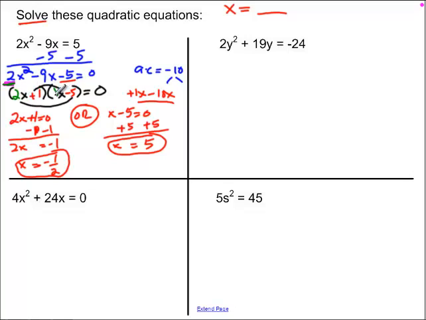0 times whatever this wants to be is 0. So that checks out. x equals 5, is that a solution? If x equals 5, then 5 minus 5 is equal to 0. So that factor is equal to 0. 0 times whatever that wants to be is 0. So that would be a correct factorization as well, or that would be a correct solution. So there's our two solutions.